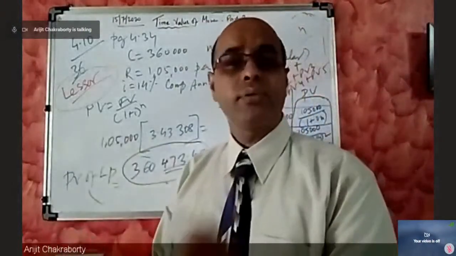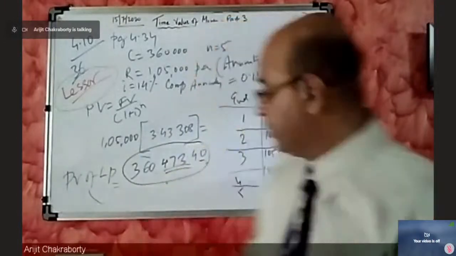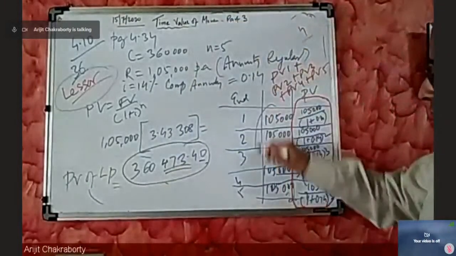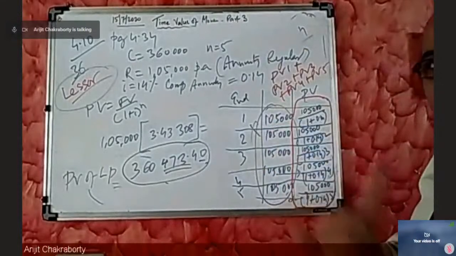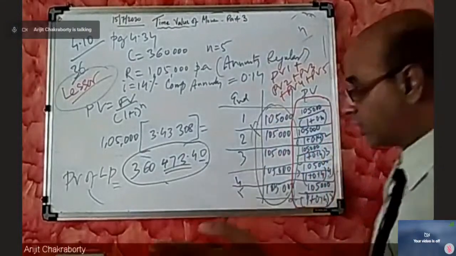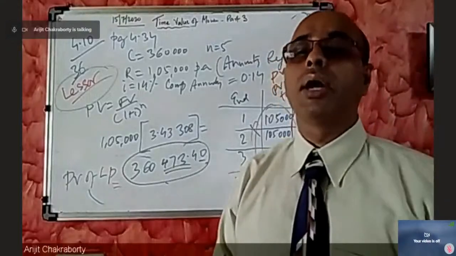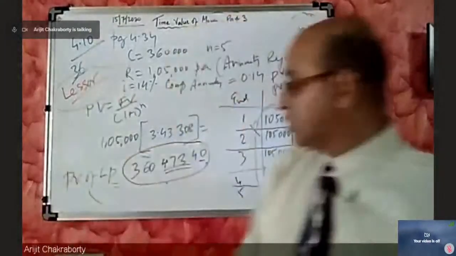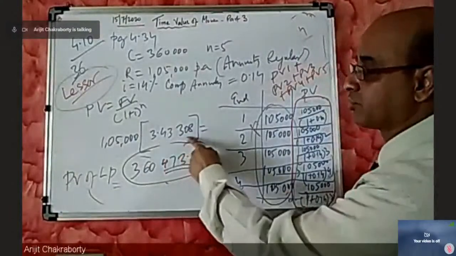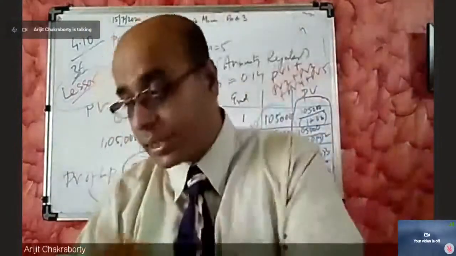Of course, we have considered the time value of money. We are not adding up this part, because we are considering the time value of money. We have looked at the present value column and we have found out the present value factor, which is 3.43308. Okay, so this is the example.